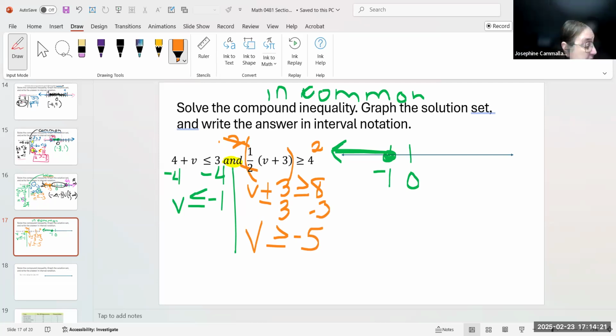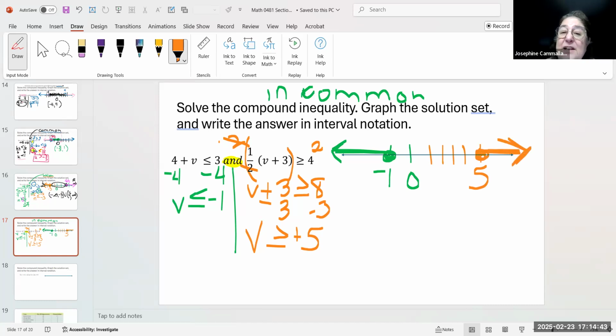So let's see here. Did I type it right? 4 plus 3, 1/2, V plus 3, oop, +5. Here's my 5. I have a closed circle going in this direction.